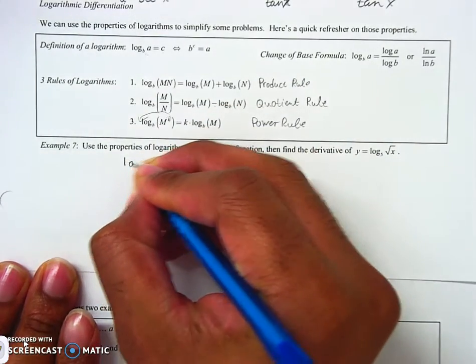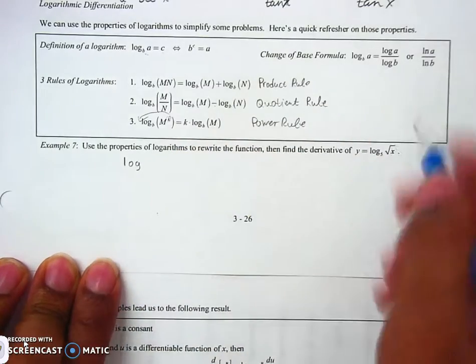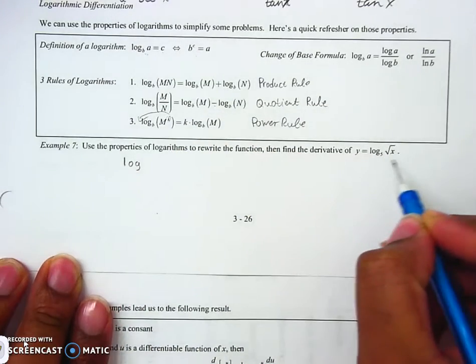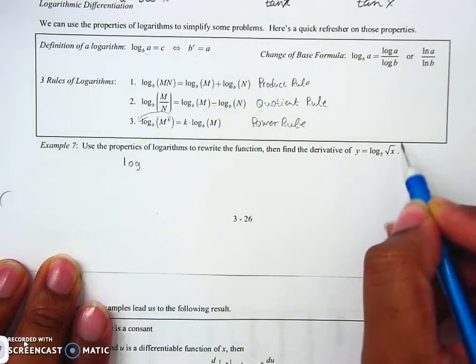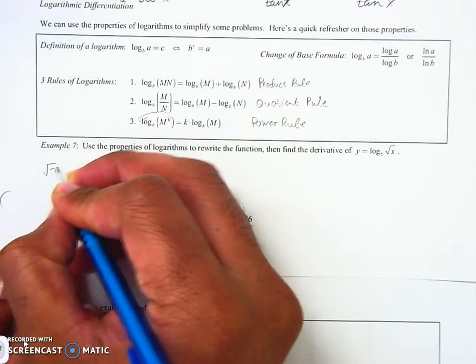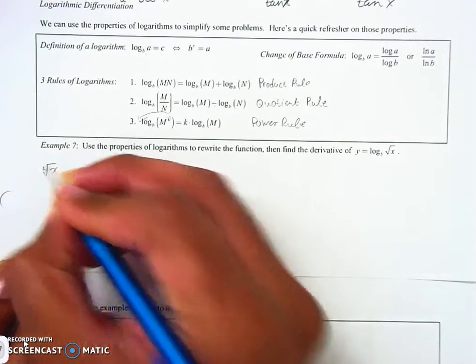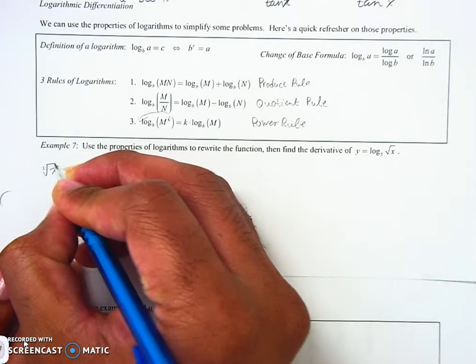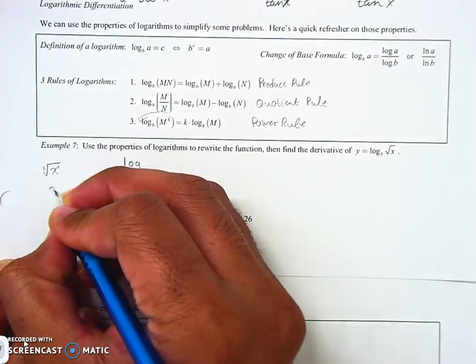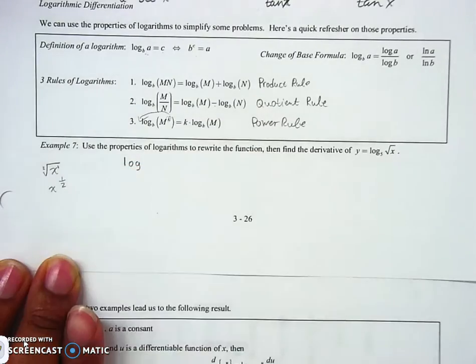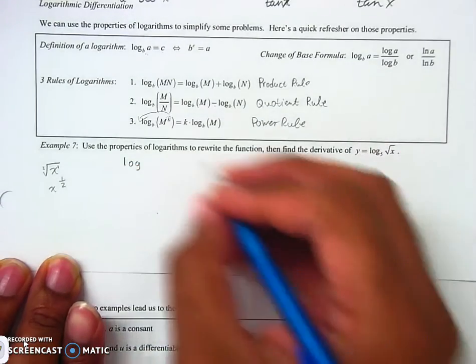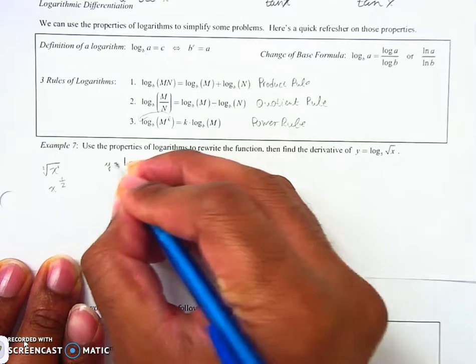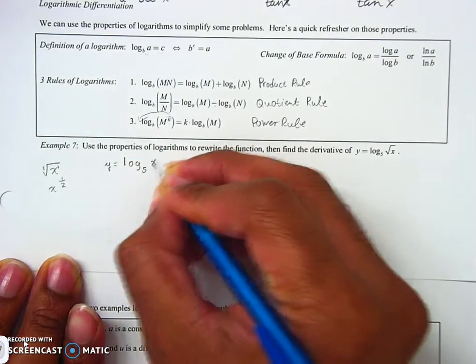First off, everybody hopefully remembers how this radical changes to a fractional exponent. The square root of x has an understood 2 because it's a square root, and an understood 1 as the exponent of x because there's no number there. So our fraction would be 1/2. Here we'll go ahead and write y equals log base 5 of x to the 1/2 power.